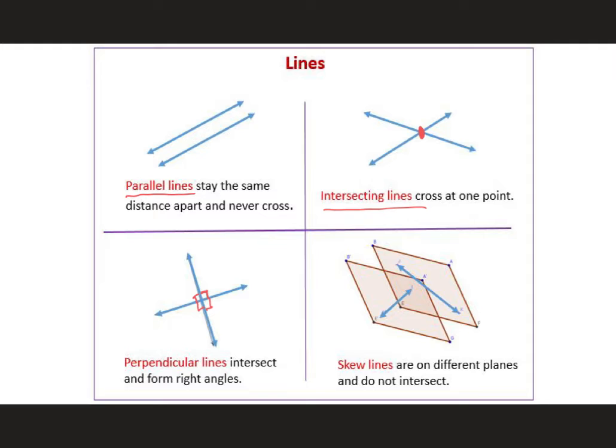And then we have skew lines, which are lines completely on different planes and will never intersect. So it's like drawing a line on one piece of paper and drawing a line on another piece of paper. Because they're on completely different pieces of paper, they will never intersect with each other.